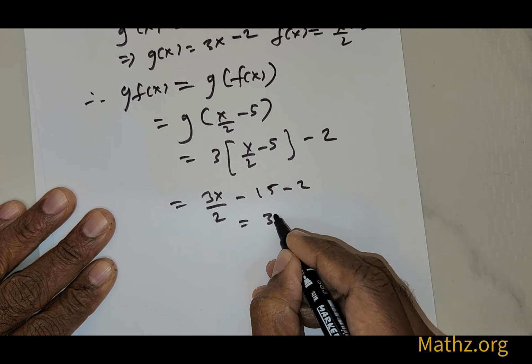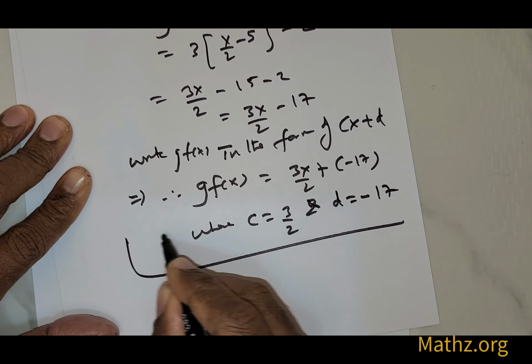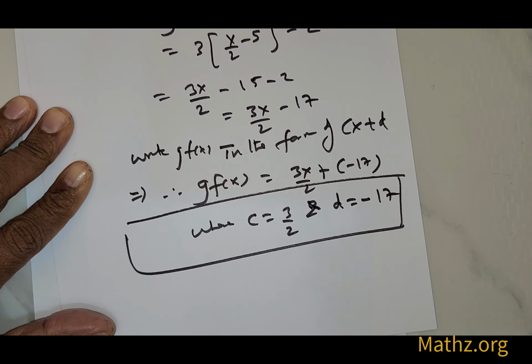Now they want us to write g f x in the form of cx + d. So g f x is equal to 3x over 2 + (-17), where my c is equal to 3 over 2 and my d is equal to -17. So that completes the solution to this question.